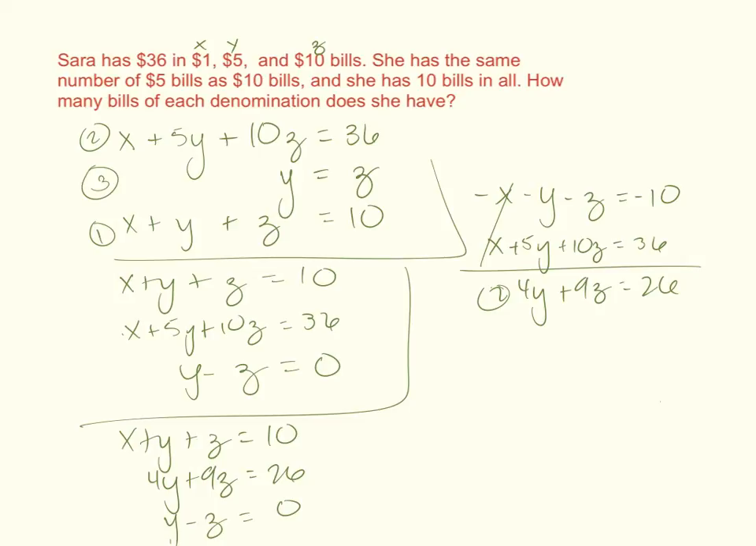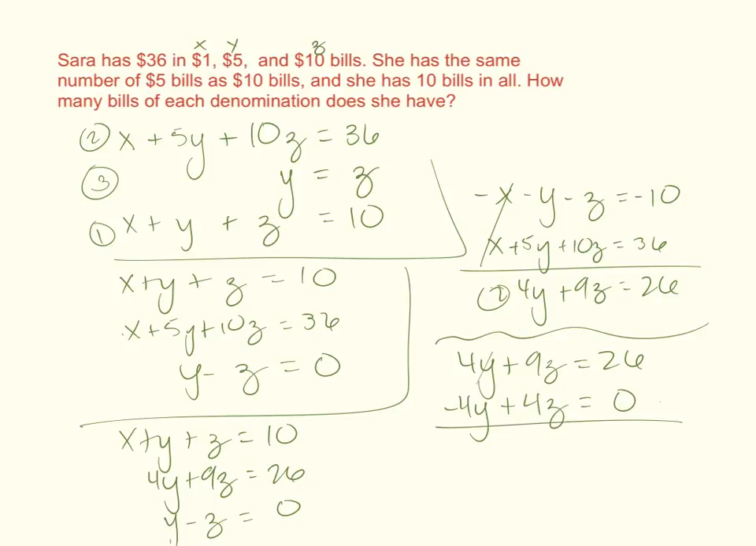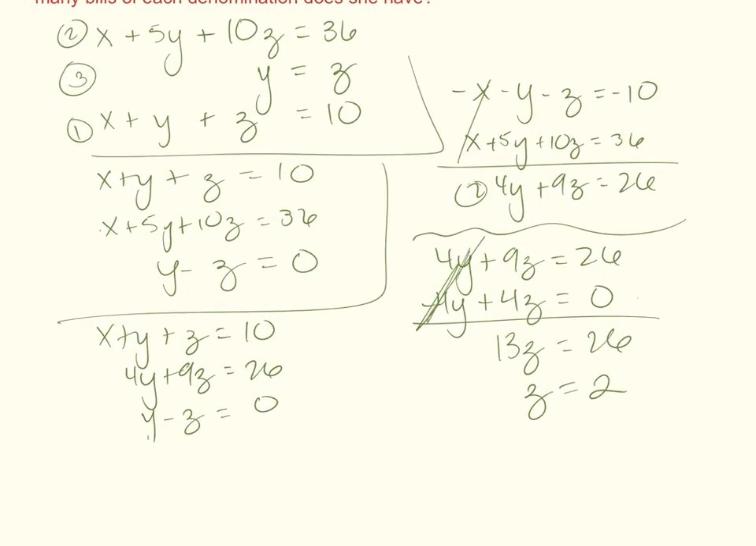So then I'm going to get rid of the y's in my third equation. So I'm going to transform it by multiplying by a negative 4. So I'm going to copy my second as is. And then negative 4y plus 4z is equal to 0 because 4 times 0 is 0. The y's cancel. And then 13z is equal to 26. So z is 2. We got two $10 bills. And then we need to solve for y. But it said that we have the same number of $10 bills as we have $5 bills, so you know that y is equal to 2 as well, right?